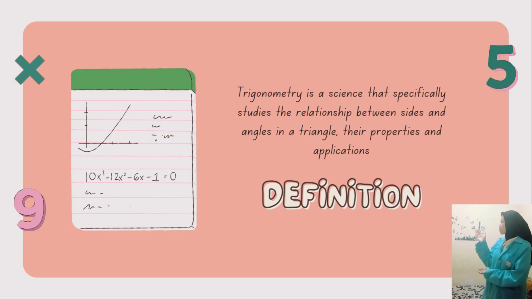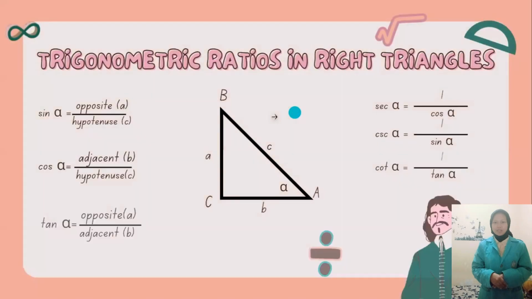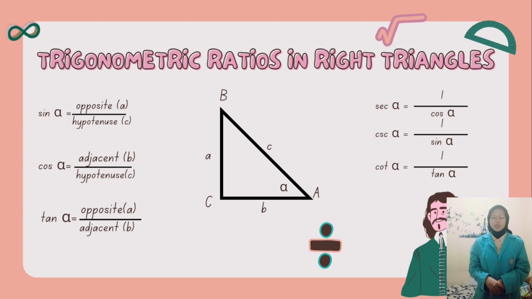Okay, first the definition. The definition of trigonometry is a science that specifically studies the relationship between side and angle in trigonometry, their properties and application. Trigonometric ratio in right triangle.